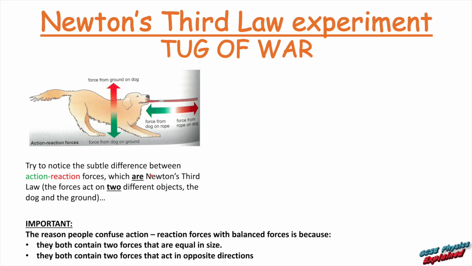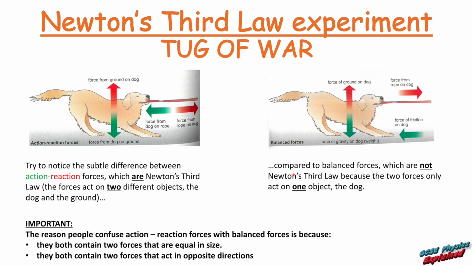Try to notice the subtle difference between action-reaction forces, which are Newton's third law. The forces act on two different objects, the dog and the ground. So there's a force from the dog on the ground, and there's a force from the ground on the dog. So the dog's got a force acting on it, the ground's got a force acting on it, so that's two different objects. Compare Newton's third law to balanced forces, which are not Newton's third law because the two forces only act on one object, in this case, the dog.